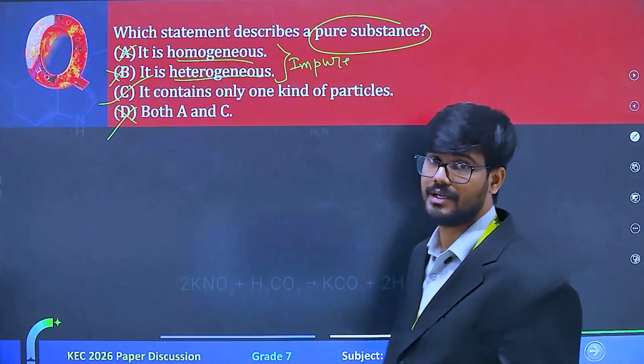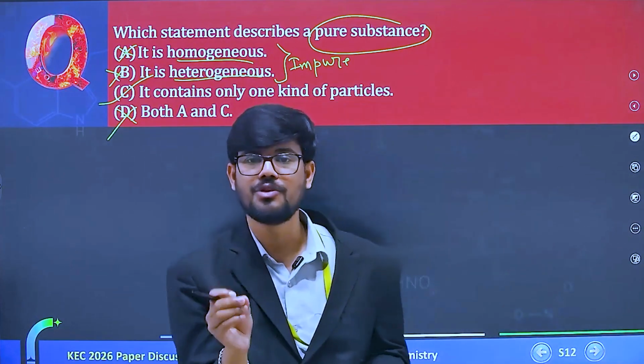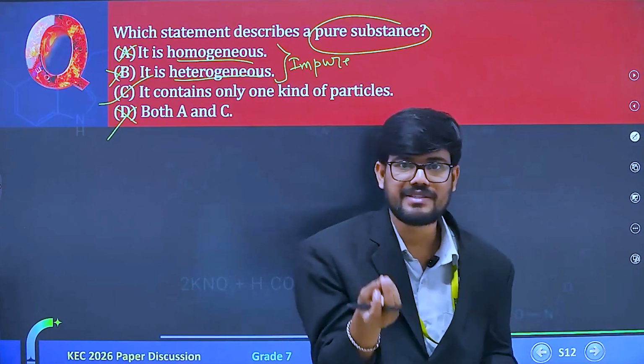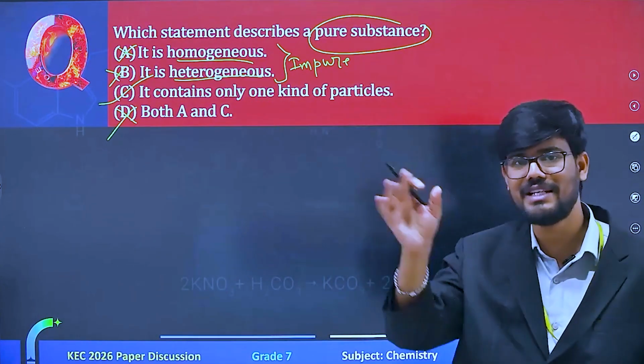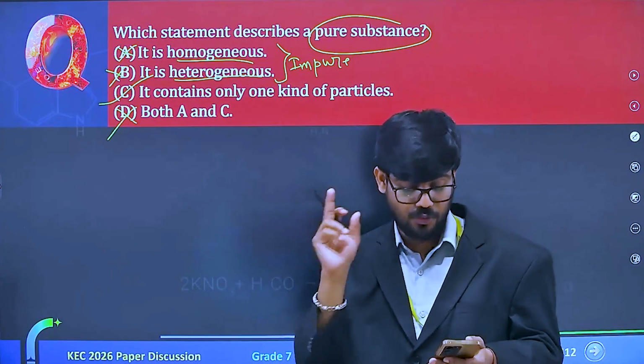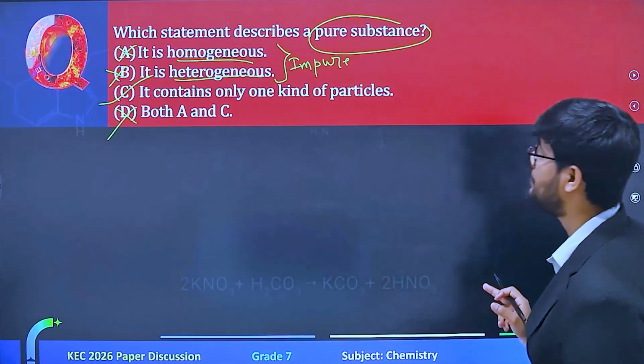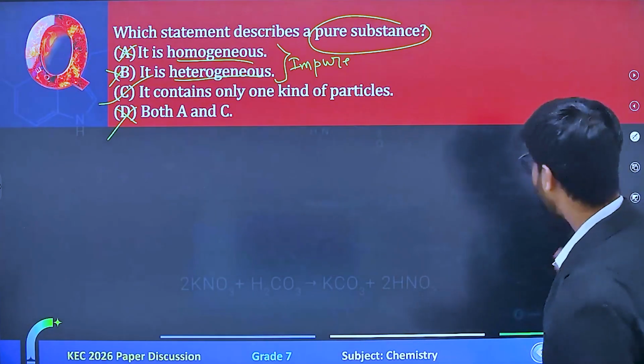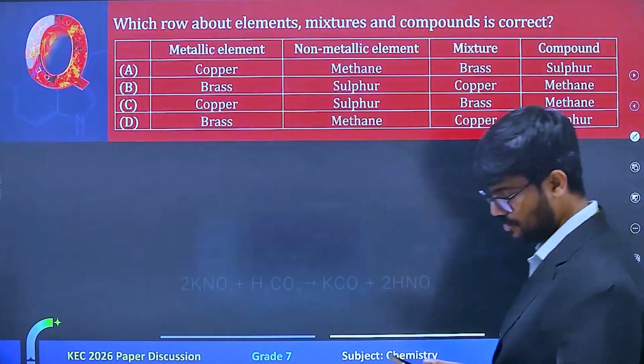Okay? Clear now? Whenever we consider homogeneous or heterogeneous, we use the word mixture, right? Any mixture is impure because two different things are there. Pure means always one thing. One thing must be there. So that's why the correct answer should be C. Next one. This one. Fast.